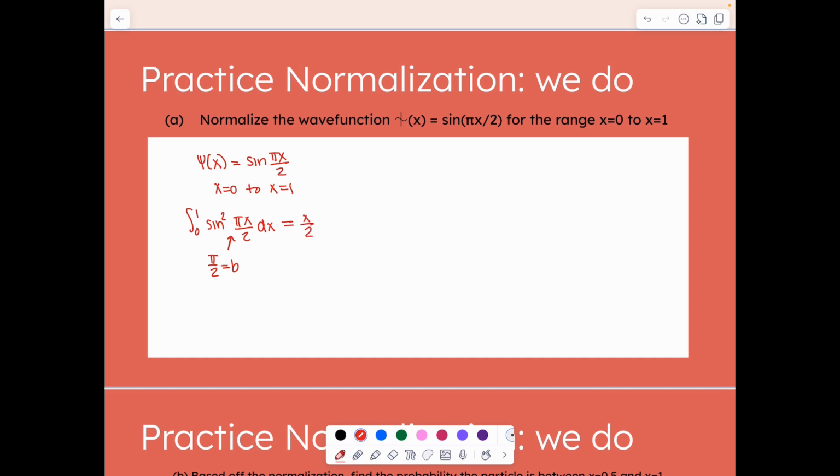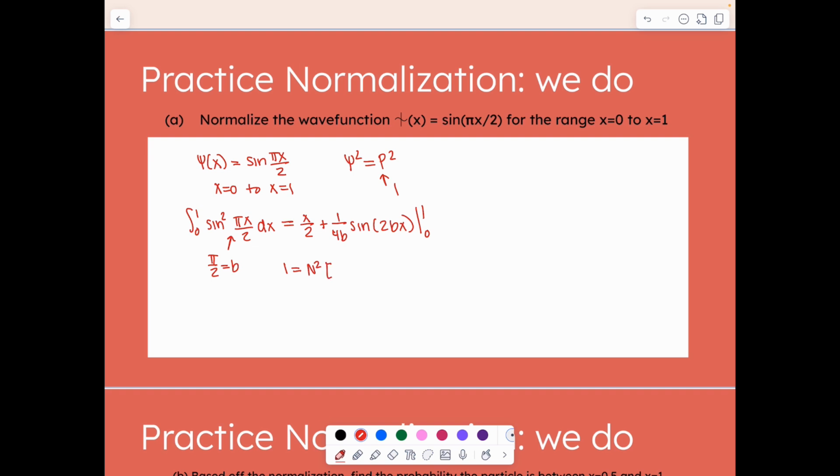So the integration of this is x over 2 plus 1 over 4b times the sine of 2bx evaluated from 0 to 1, which is the range we're given. So now we can set it equal to 1. That wave function squared, as we talked about earlier, is equal to our probability density, which is going to be 1 in this case. So 1 equals some normalization.